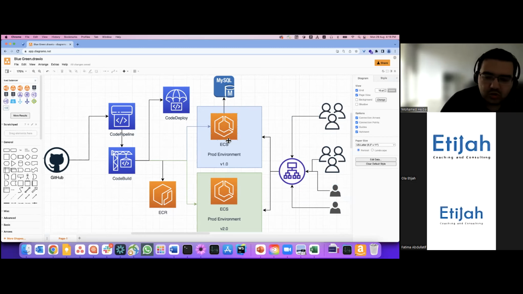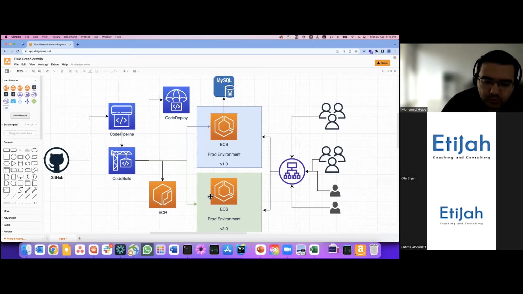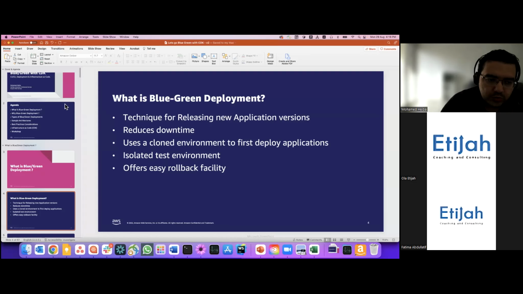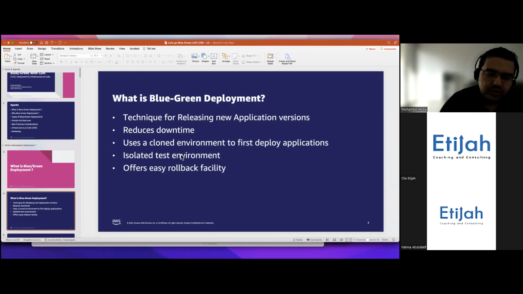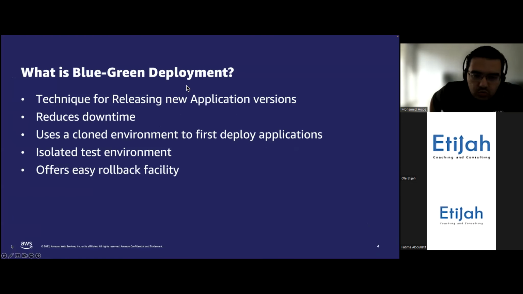So now you've got a very good idea about blue-green. Let's quickly go through the slides and see it in more detail. We understood that it's a technique for releasing new application versions. It reduces downtime. As I showed you, version 1 is running, and then version 2 is running in parallel. Version 1 doesn't go down. It keeps being up and running while you smoothly transition people from version 1 to version 2.